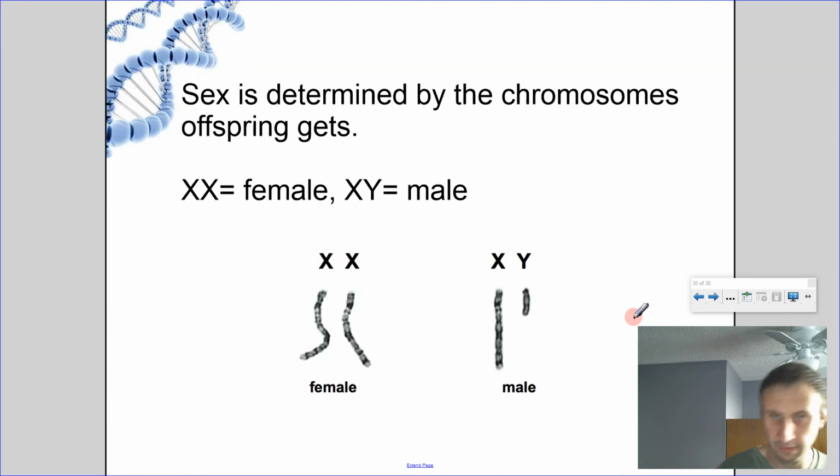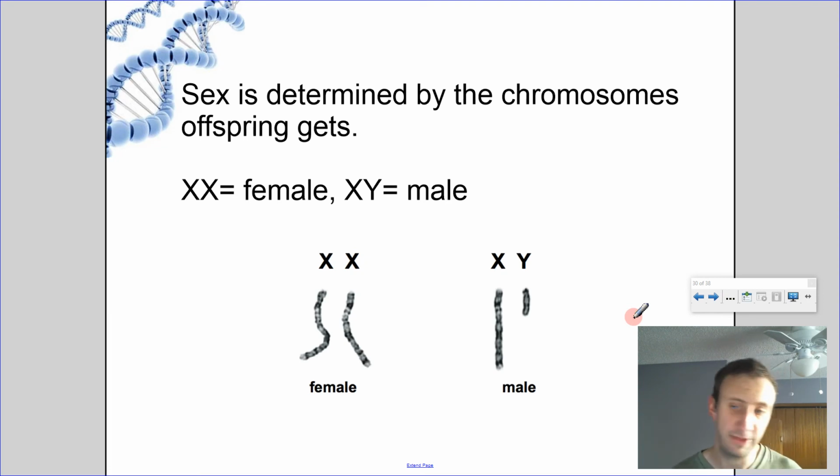All right. Sex is an interesting one. It's actually determined by the chromosome itself that the offspring gets. So if both chromosomes that the offspring receives are X chromosomes, then that means that the offspring will be female. But if it's an X chromosome and a Y chromosome, then that means that the offspring is going to be male. What's interesting about this is that it's actually the male that determines the sex of the offspring, because they're the only ones that can pass on a Y chromosome. Females can't pass on a Y chromosome because they simply don't have one.